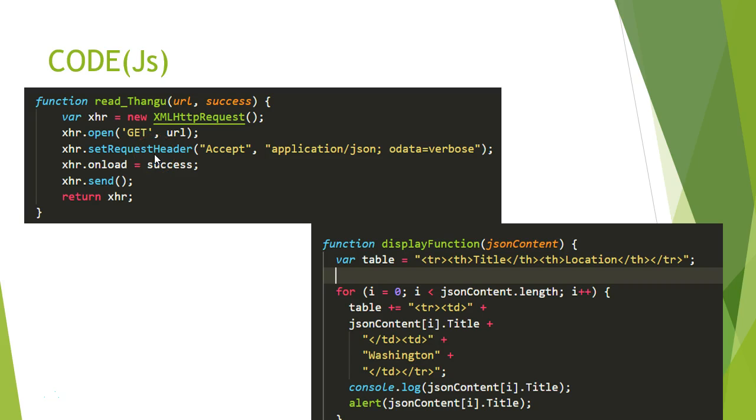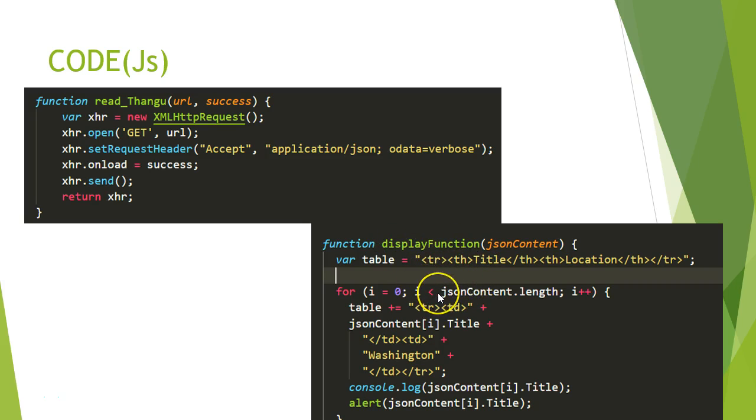We are just focusing on displaying the data for our app, and we get the connection and we call the data results using the XML HTTP request open function, and we have to set the request header as accept application JSON OData verbose, and once it is loaded, we'll call the success function, and then we send and return the request. And coming to the display, we are going to display the data using the display function.